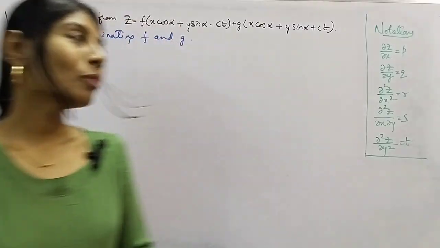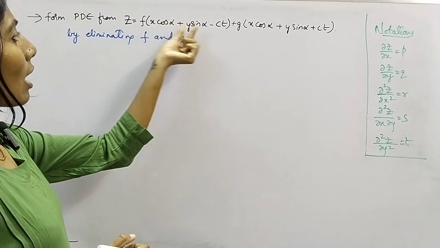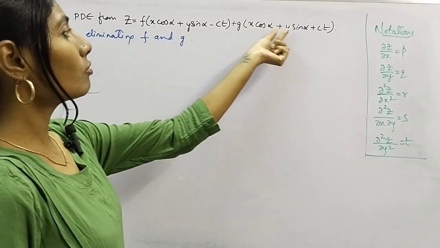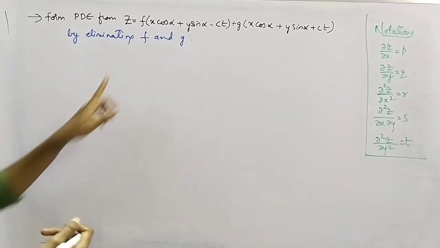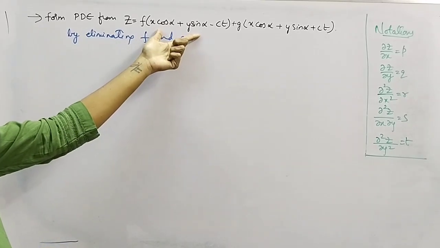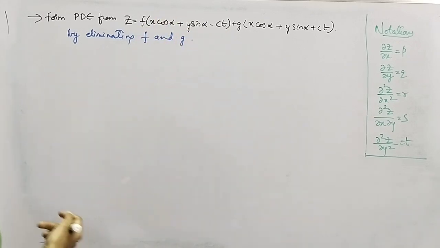So let's get going. Problem: form a partial differential equation from z equal to f of x cos alpha plus y sin alpha minus ct, plus g of x cos alpha plus y sin alpha plus ct, by eliminating f and g, which are arbitrary functions. So we are given a relation and we are asked to form a partial differential equation by eliminating this f and g, which are arbitrary functions.